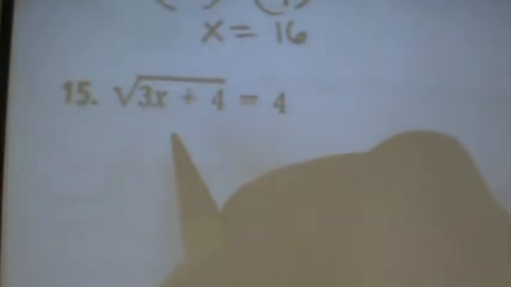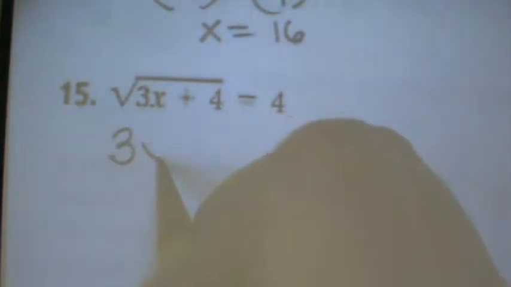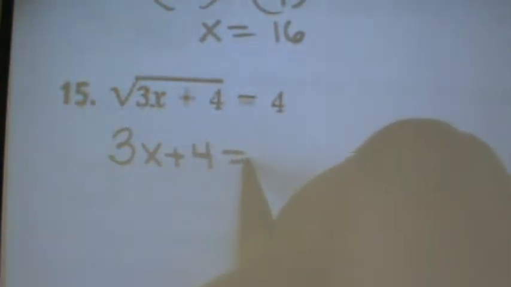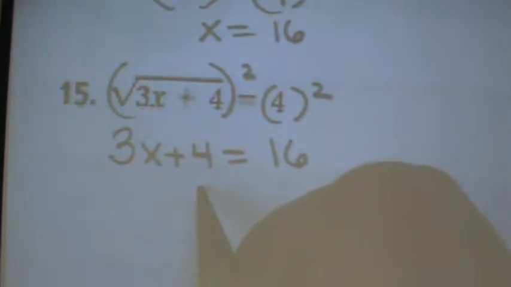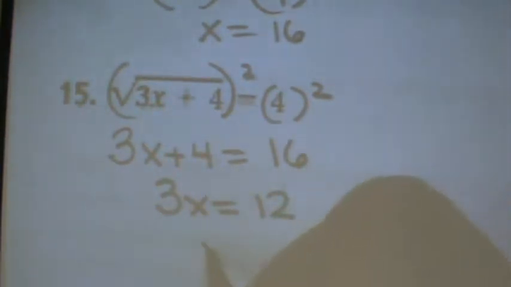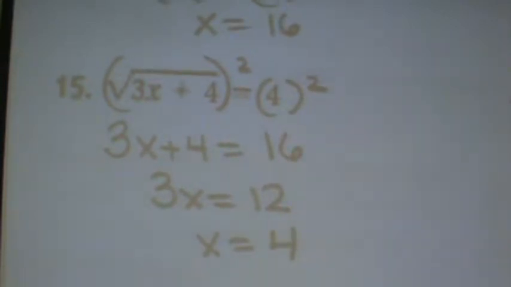Number 15, do what? Square both sides. You get 3x plus 4 equals, you're squaring both sides, so this becomes a 16. Then what? Subtract 4, and then divide by 3, and you get x equals 4. Now what's nice about these is you can check all your answers.